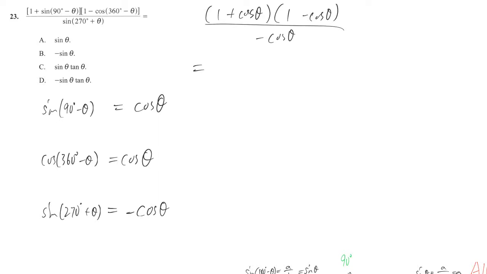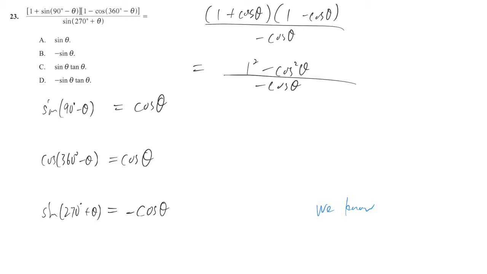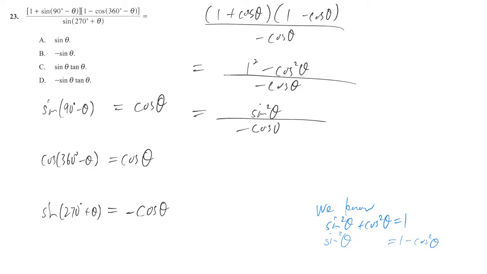It's not yet finished, we still need to simplify it. We expand it, we have 1 square minus cosine square theta. And until this step, we have to think about some identity we know. We know that sine square theta together with cosine square theta is always equal to 1. Therefore, sine square theta alone is equal to 1 minus cosine square theta. I know that the numerator is sine square theta, and then this is negative cosine theta. Basically, this is correct, but it doesn't look like any ratio here at this moment.